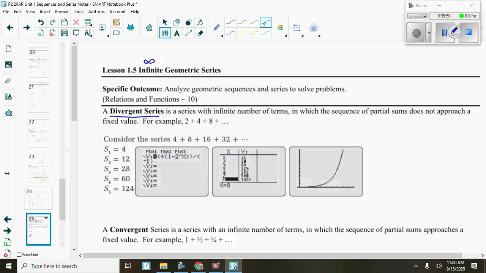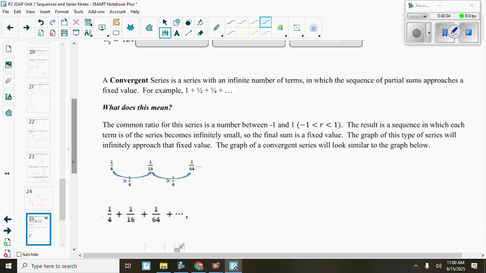where the number gets so infinitesimally small that it practically becomes 0, and our series actually ends up with a number. So you have this in your notes: a convergent series approaches a fixed value. So what does this look like? Let's just do a picture of this first, so that you can visualize it as we talk about it.